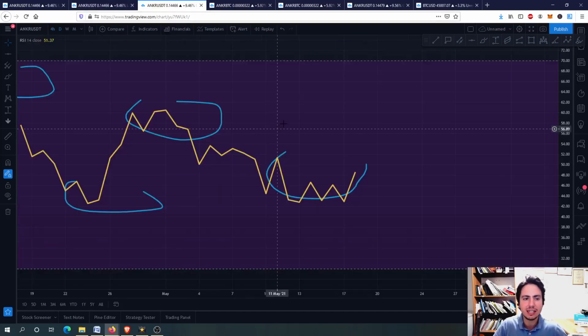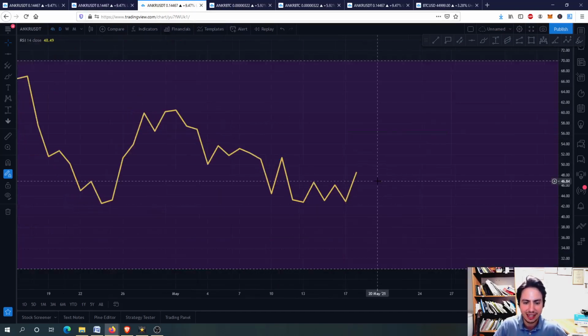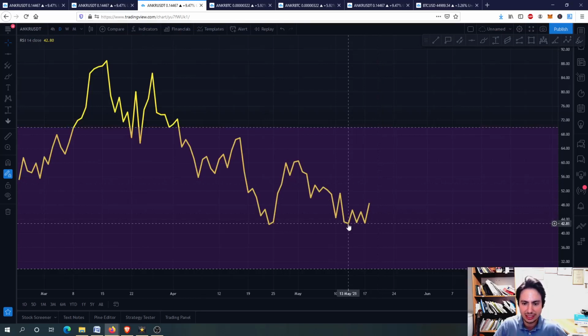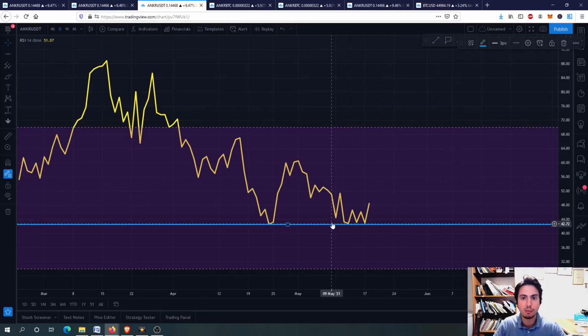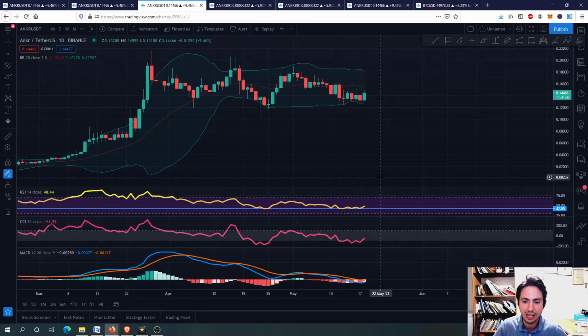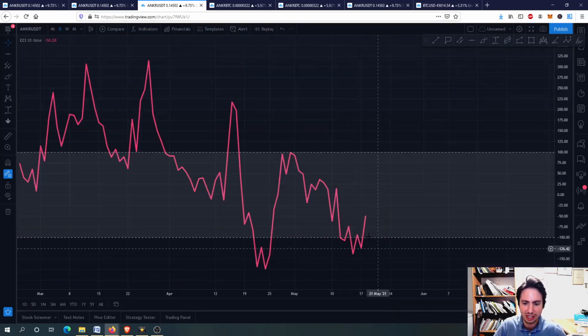Let's go to Ankr against USDT in the daily frame. In the daily frame, what we want to see is the same. We want to hold this line right here and eventually go upwards. We don't have any overbought or any oversold situation. And I think for the commodity channel index, we were below the minus 100 here.